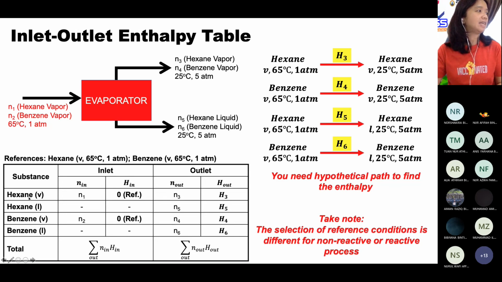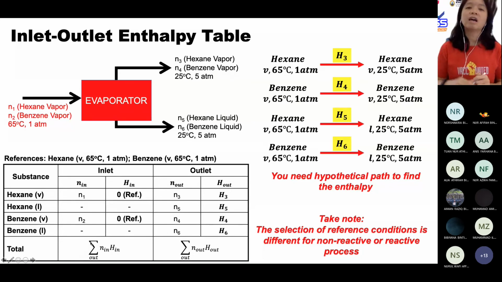Maksudnya, contohnya dalam kes ni, yang masuk dalam evaporator ni, hexane vapor dengan benzene vapor kan? Okay, so kamu tengok. Hexane vapor tu akan ada molar flow rate dia. Benzene vapor akan ada molar flow rate dia. Kamu tengok hexane liquid, benzene liquid dalam ini saya letak dash. Kenapa? Sebab dalam inlet ni tak ada hexane liquid dengan benzene liquid, right? Kalau tak ada, kamu dash kan untuk molar flow rate yang tak wujud.